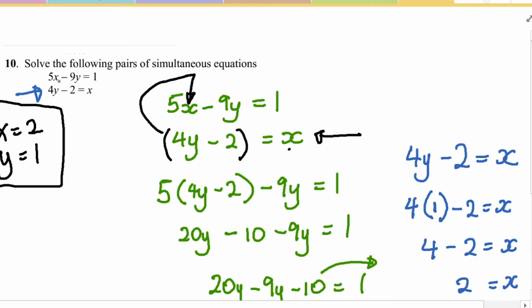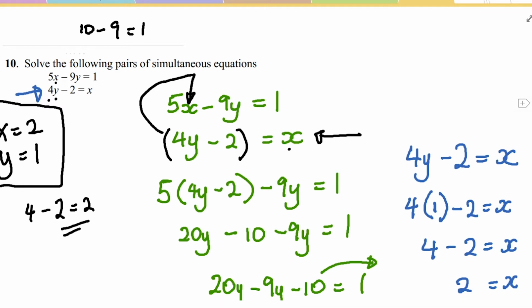For example, in the first equation, 5 times x, that is 5 times 2 is 10, minus 9 times y, which is 1. It's giving us 1. It satisfies the first equation. If I substitute the same values in the second equation, y is 1, so it's 4 times 1, which is 4, minus 2 is going to give us the value of x, which is 2. Yeah. So that shows that the answers are correct.